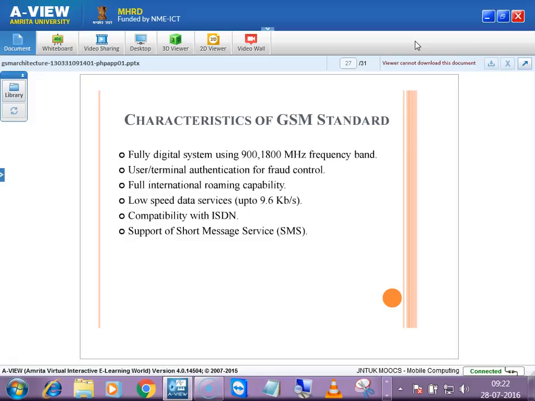What do you mean by downlink? What is downlink and what is uplink? Please respond. What is downlink and what is uplink? I'm just asking you small questions.